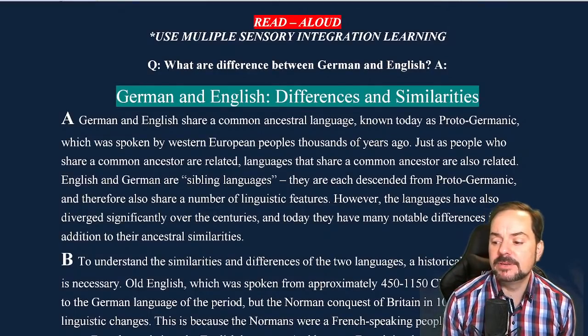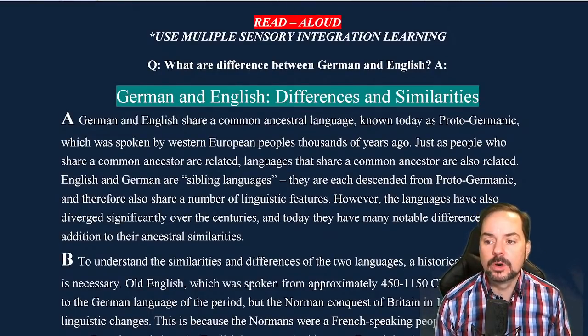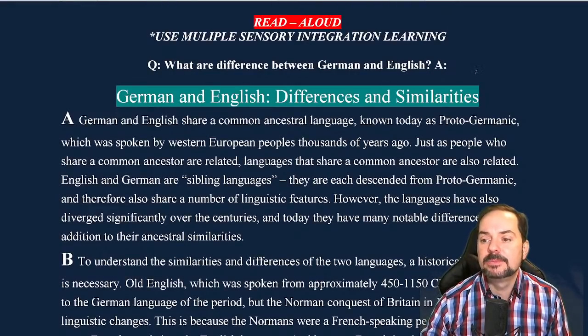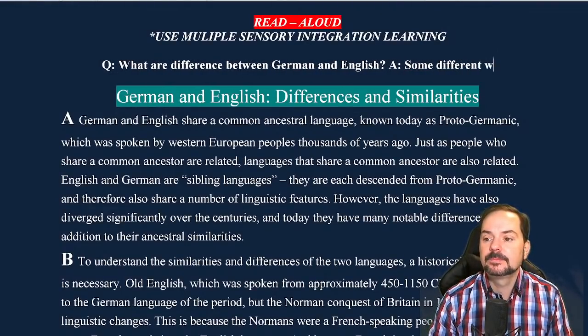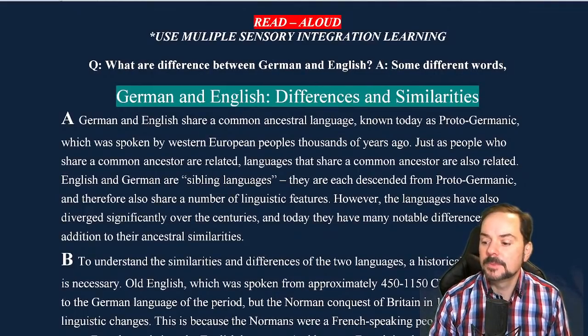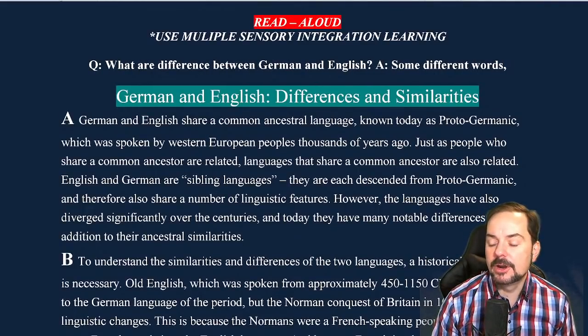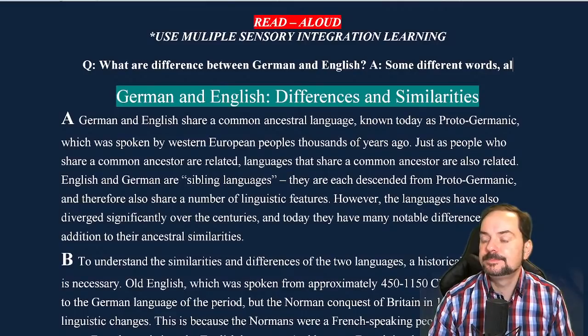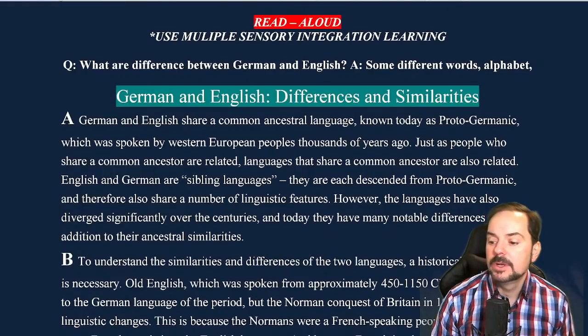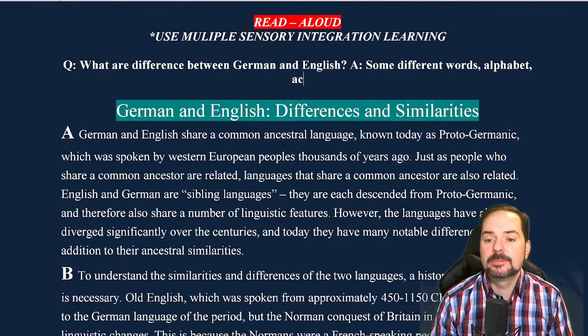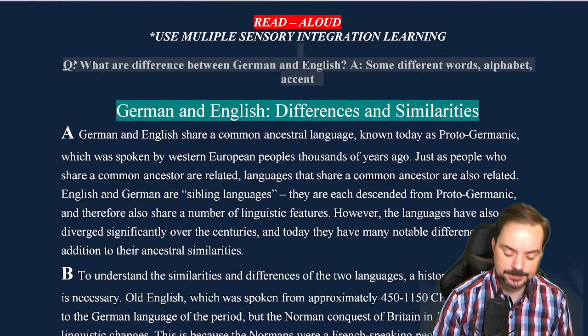Okay, Jainil says some different dialects, but some common words. Keep your thoughts simple, Jainil. So some different words. Atharwa says maybe the alphabet. Yeah, the letters that are used. Sure, that's possible too. Okay, anything else? Accent, yeah, so the way that words are pronounced. Okay, definitely.